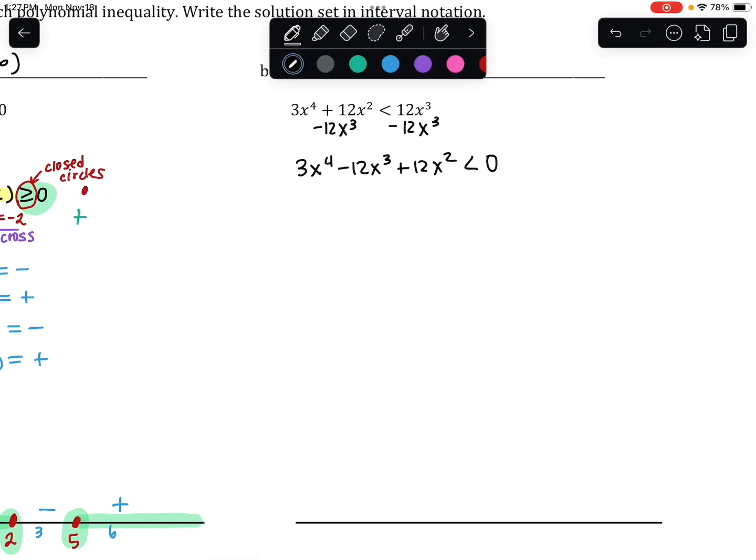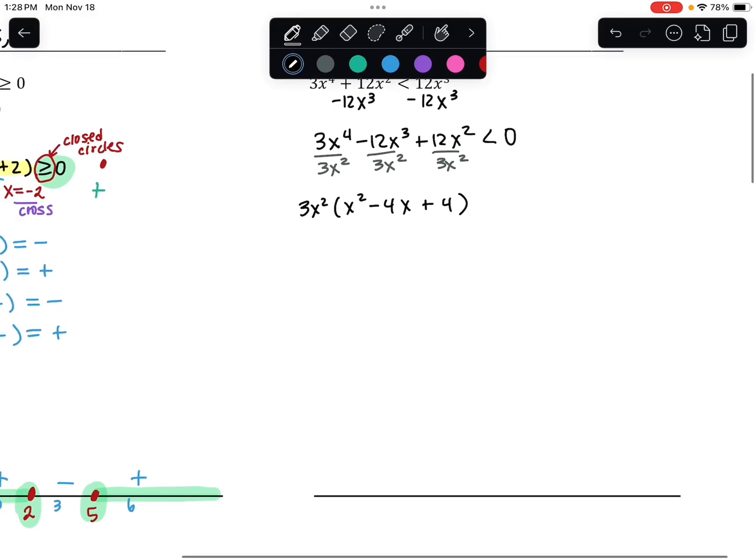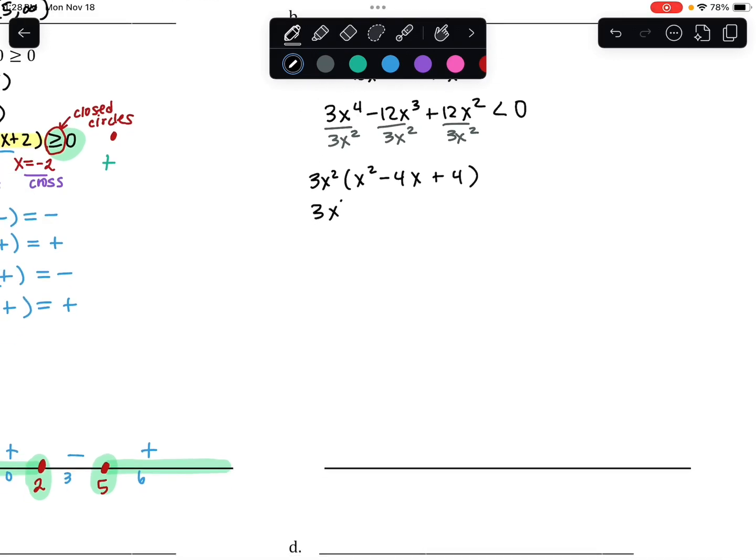And so right off the bat, I'm noticing I can divide everything by 3x squared. That's our GCF. And so we're going to go ahead and factor that out, leaving me with x squared minus 4x plus 4. And that's a perfect square trinomial that factors to x minus 2, x minus 2. So I'm going to write that as x minus 2 squared. Now this is the completely factored form, so I'm going to highlight it and then bring back the inequality.